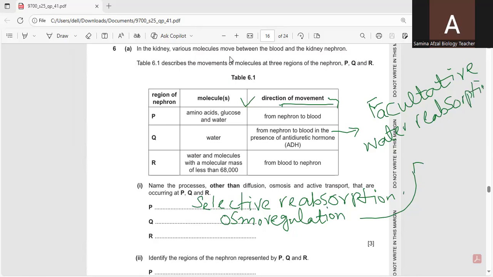And the third is the water and the molecules with a molecular mass of less than 68,000 from blood to nephron. It means the process of filtration takes place over here. So which process is taking place? That is the ultrafiltration, in which water and molecules with a molecular mass less than 68,000 are filtered. So this process is called ultrafiltration.